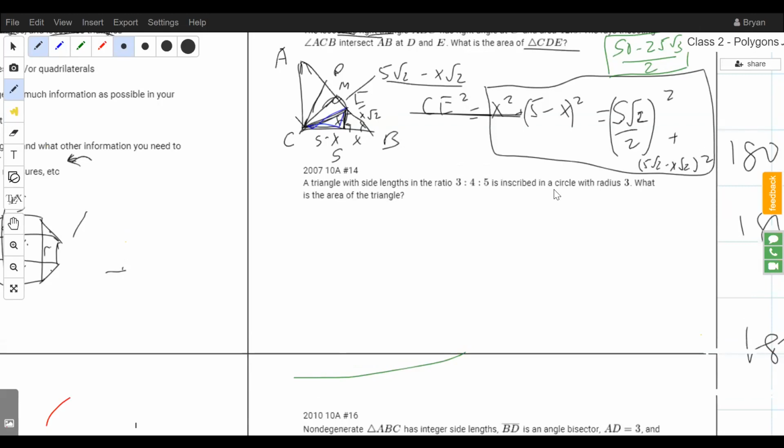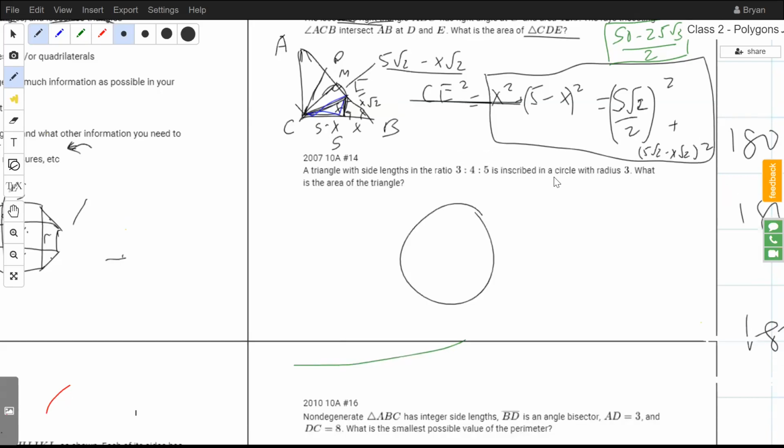Anyway, a triangle with side lengths in the ratio 3, 4, 5 is inscribed in a circle with radius 3. What is the area of the triangle? All you have to do in this problem is realize that 3, 4, 5 means that the triangle is a right triangle. And this means that the hypotenuse is going to be the diameter of the circle, from the inscribed angle theorem.